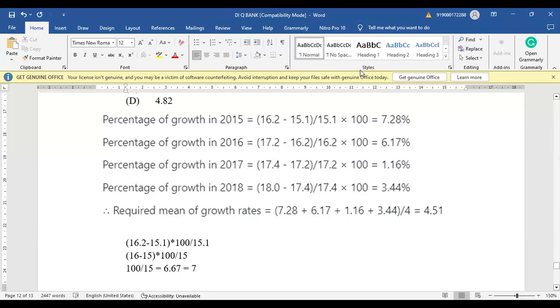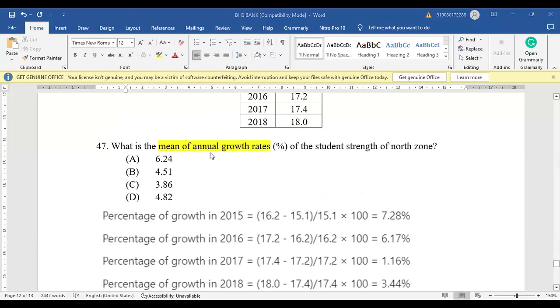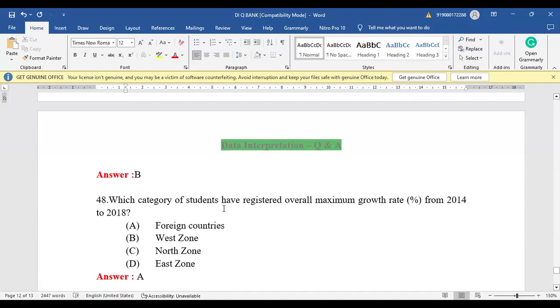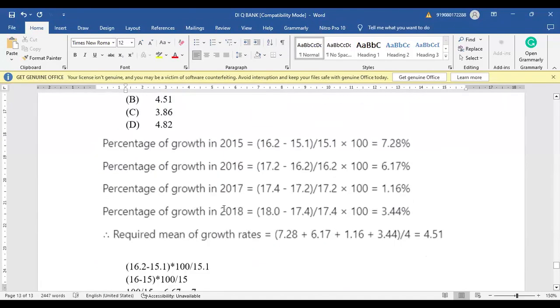Like this, you find out the answer for growth rate for 15, 16, 17, 18 and add up all the growth rate percentages, divide it by 4 because we want average growth rate. Average growth rate. Mean means average. Okay, this is clear, everybody. We'll go to the next model. People kindly note it down.